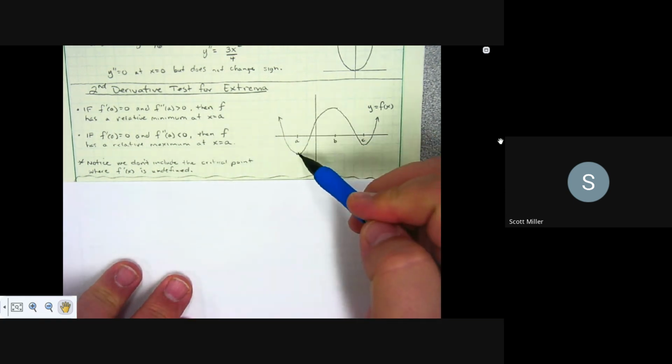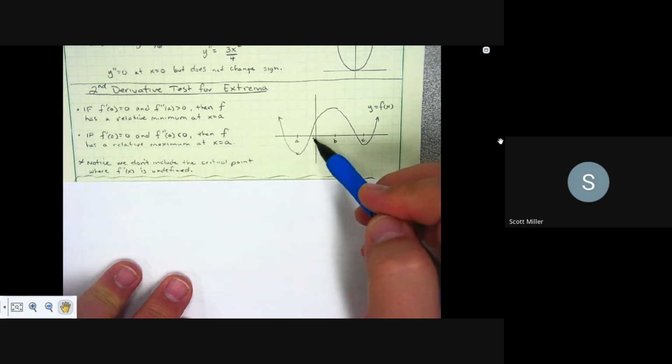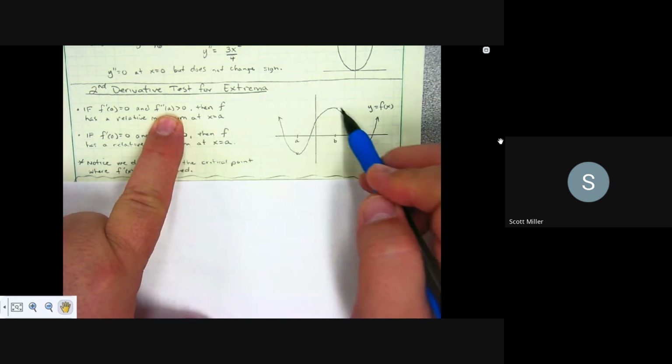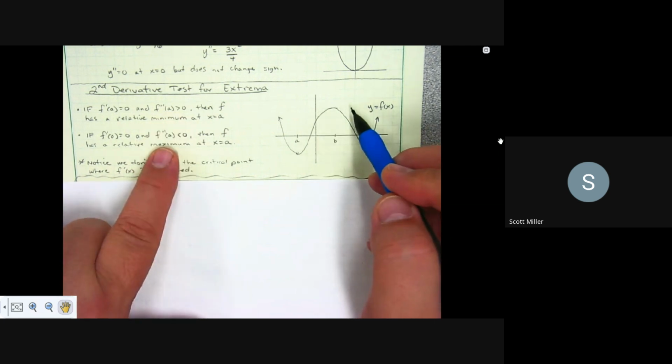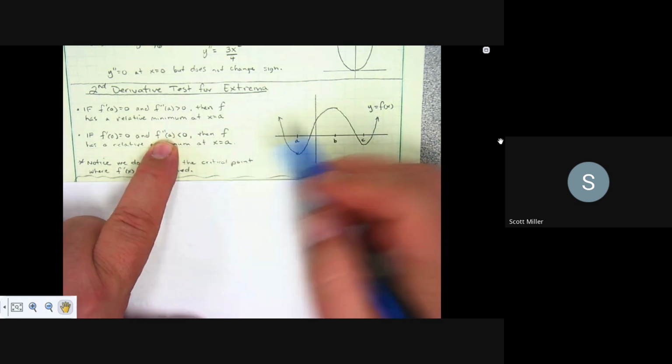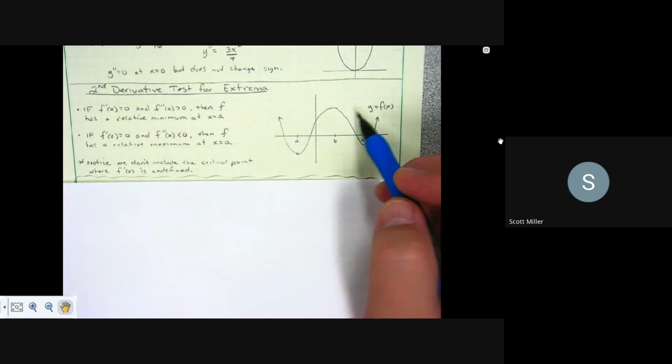Well, if this is a critical point, this is the function f. If this is where a relative minimum occurs, you can see that the graph is concave up. So I have a minimum when I have concave up, where the second derivative is positive, and I'll have a maximum when the function is concave down. So I have a maximum here, where the graph is concave down, when the second derivative is negative. Notice we don't include critical points where the first derivative is undefined, because I can't plug an undefined into the second derivative. I just can't do it.